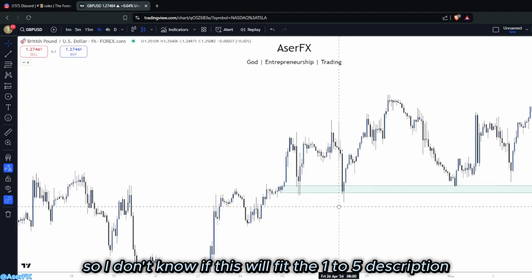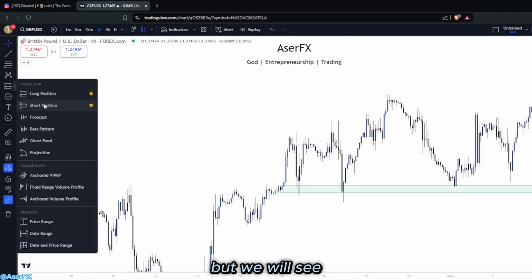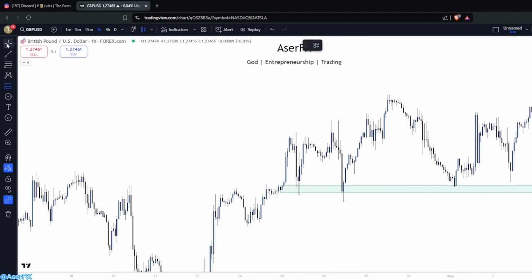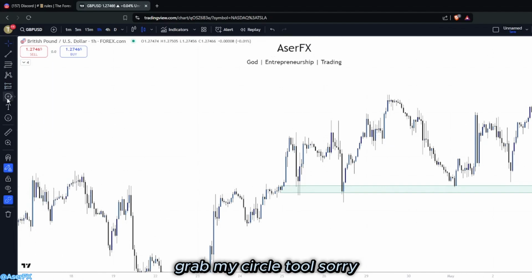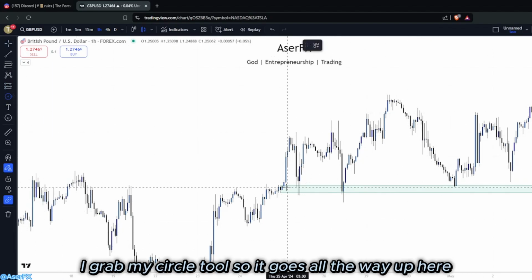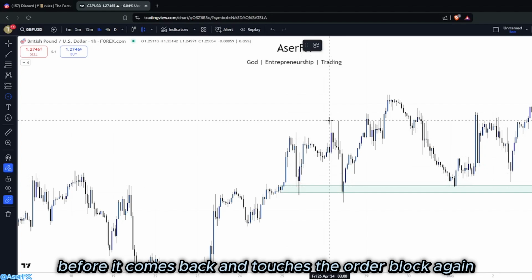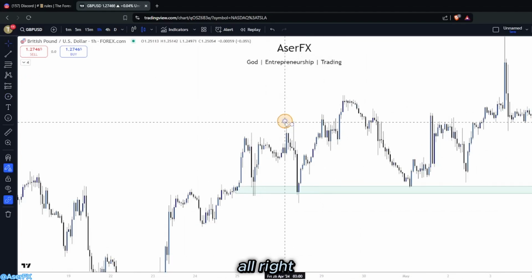So I don't know if this will fit the 1 to 5 description, but we will see. So let me grab my circle tool. Sorry. I grabbed my circle tool. So it goes all the way up here before it comes back and touches the order block again. All right.